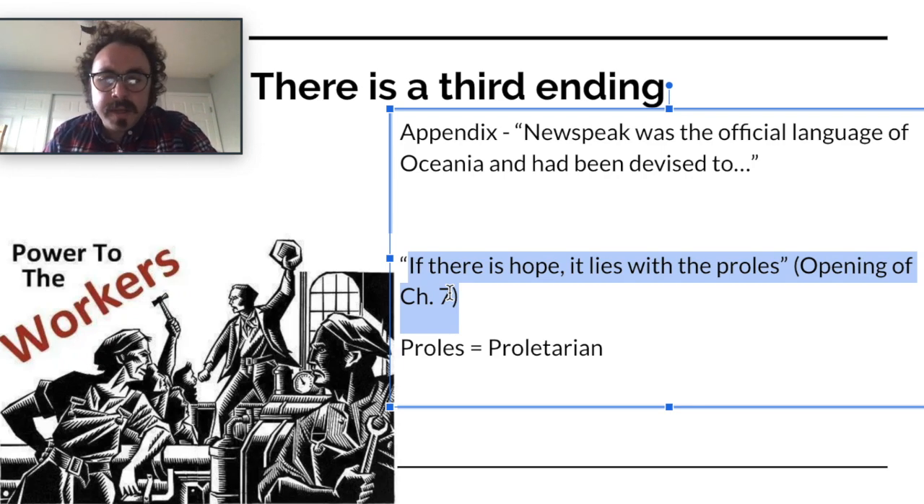Chapter 7, the beginning of it, kind of outlines how the proletariat, the proles, can overtake Big Brother and how that hope exists. But that's how the book really ends, right? It ends with a revolution of the workers, superseding, overcoming Big Brother. So, does this book have a dark ending? Yes and no. It has 3 endings. I hope that clarified some things. I hope you guys enjoyed the book, and that's it.